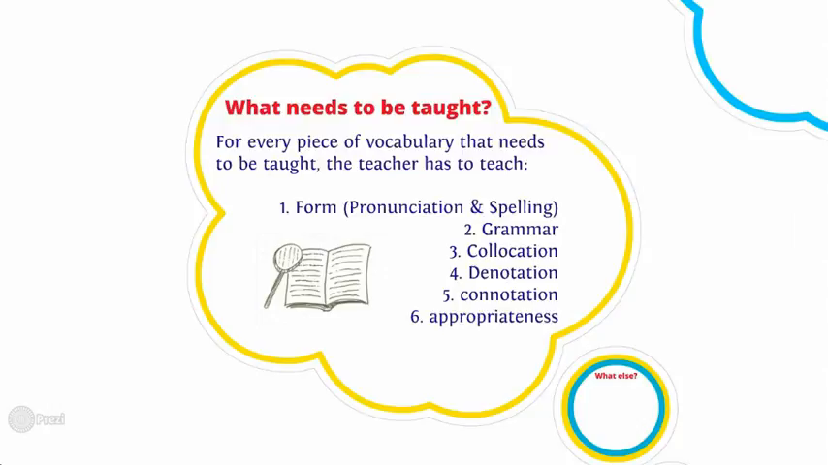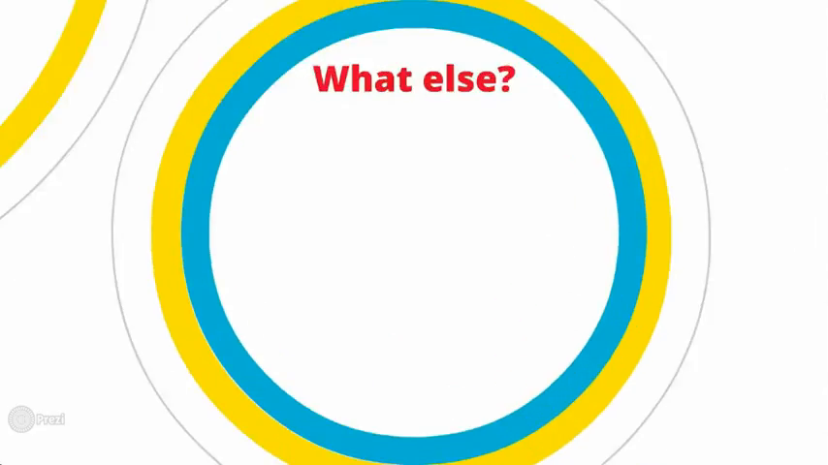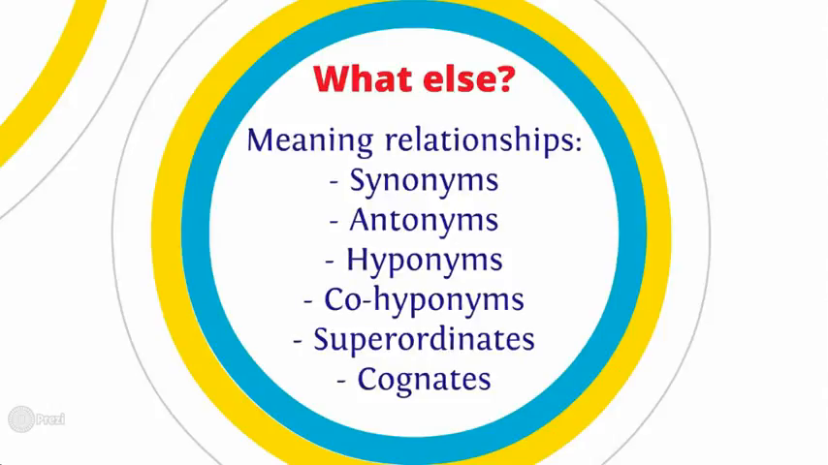What about its denotation? And the connotation? Is every single word that you are teaching appropriate? And that's why we need to also pay attention to appropriateness. Is that it? What else needs to be taught? For some teachers, it is crucial that meaning relationships must be taught to their students. And that implies synonyms, antonyms, hyponyms, cohyponyms, superordinates, and cognates.